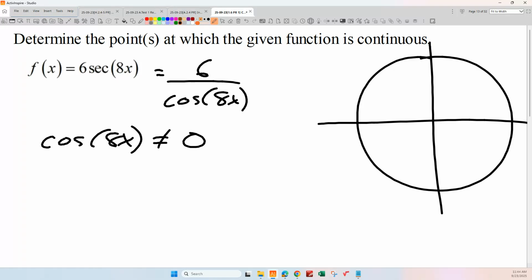Does cosine represent the x or the y coordinate on the unit circle? The x, because c comes before s, right? X comes before y. So where would the x coordinate be 0? Pi over 2 or 3/2 pi, right? Okay, it's going to be at those places.